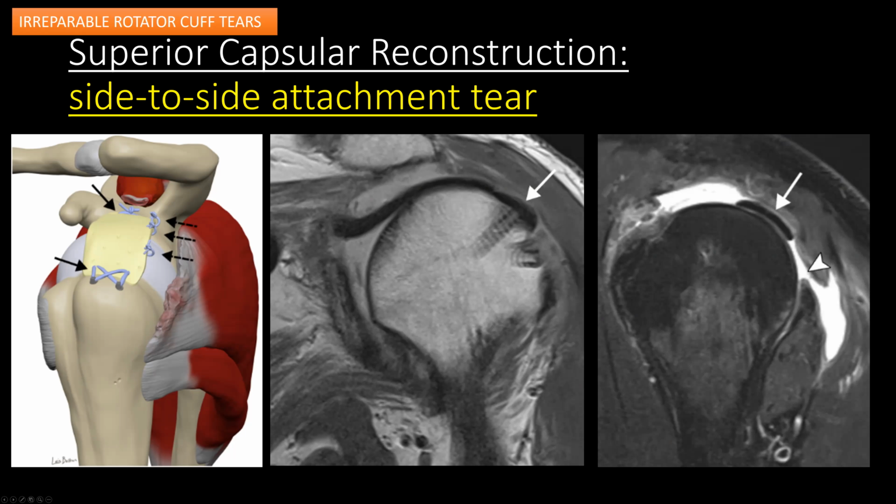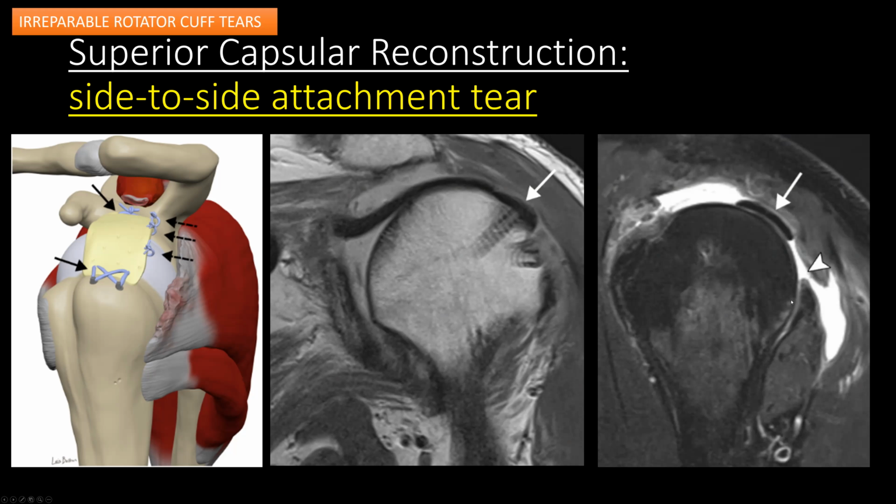Here's an example. You can see in the coronal proton density, the humeral attachment is intact. I'm not showing you the glenoid attachment; the glenoid attachment was also completely intact. On the sagittal proton density fat suppressed image, you see that there's a tear of the side-to-side attachment. You see there's a fluid gap, or maybe this was contrast, a gap between the graft and the posterior or anterior margin of the infraspinatus. We know that there was a side-to-side attachment in this case.